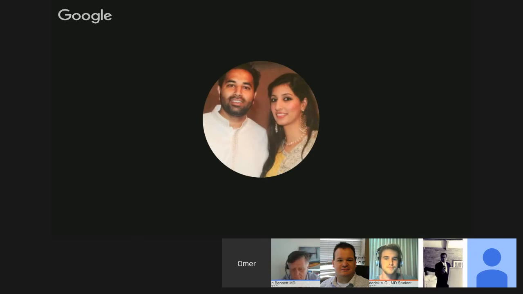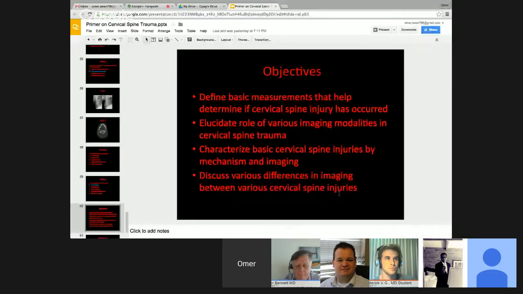Today, I hope what we've done is define basic measurements that help determine if cervical spine injury has occurred, namely prevertebral soft tissue swelling: at C2, it should be less than 5 millimeters, and at C5, it should be less than 15 millimeters. Looking at the basion-dental interval, it should be less than 9.5 to 12 millimeters. Those were some of the measurements that we used to characterize the cervical spine.